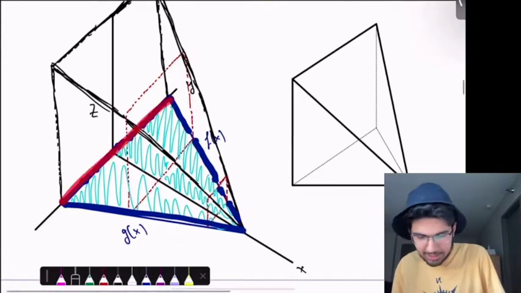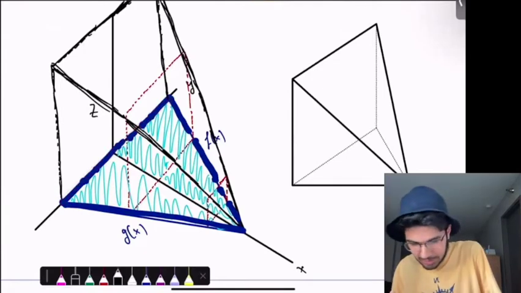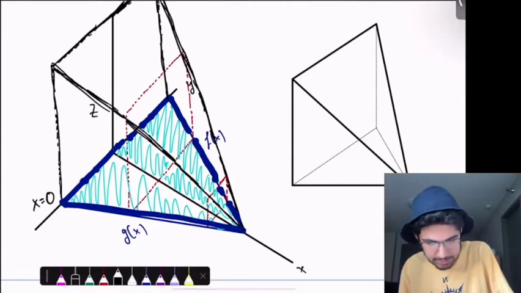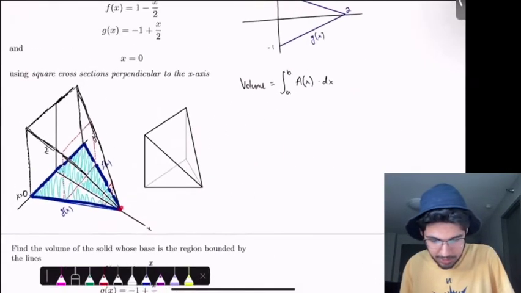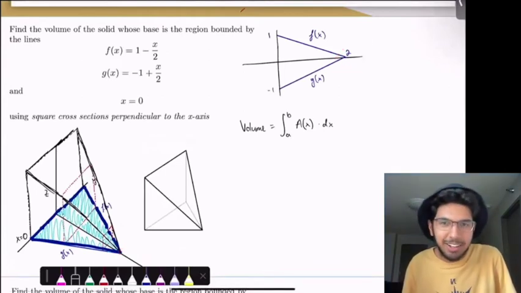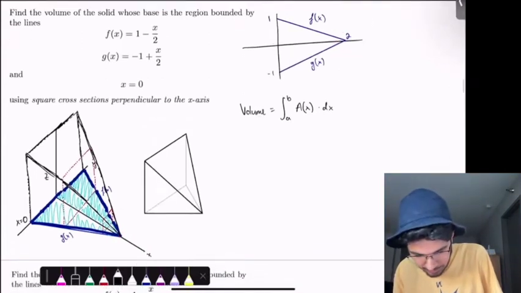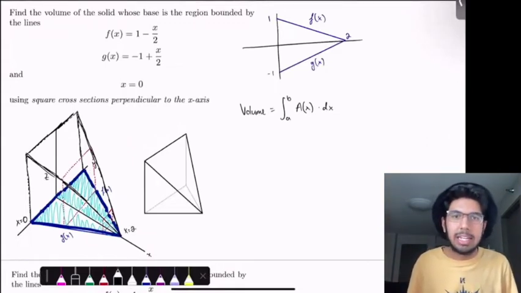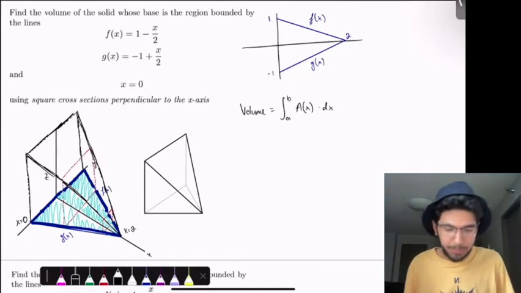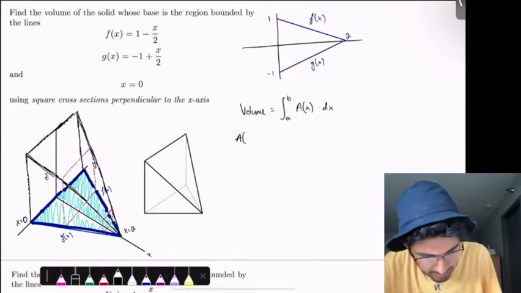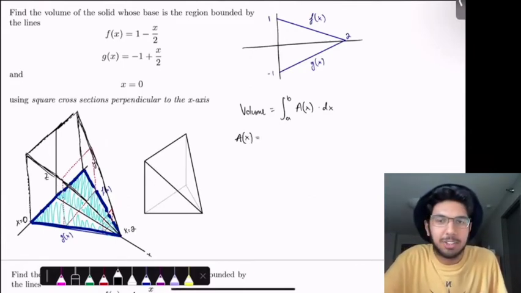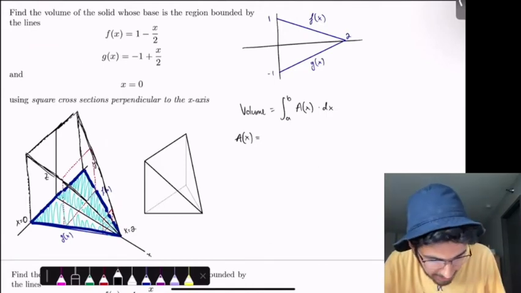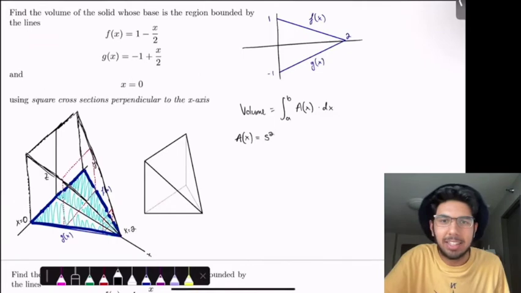So this line here is along the y-axis, so this would be at x equals 0. That makes sense because we're bounded by the line x equals 0. And this rightmost point here, that's going to be equivalent to what we drew up here, so that will be at x equals 2. So our limits of integration will go from 0 to 2. Now, let's find the area. So A of x is a square, right? Our cross-sections are square. A of x represents the area of the cross-section. So it's going to be something like s squared, where s is the side length.